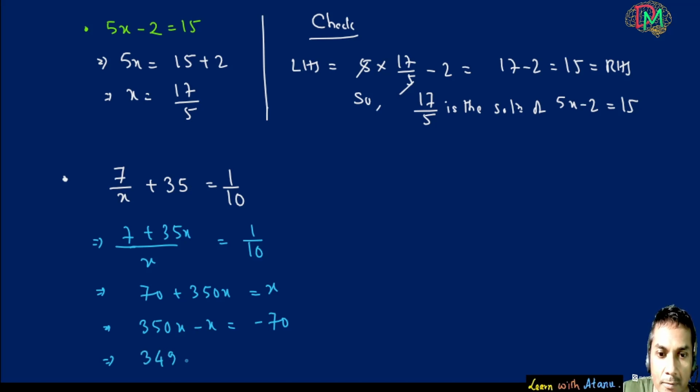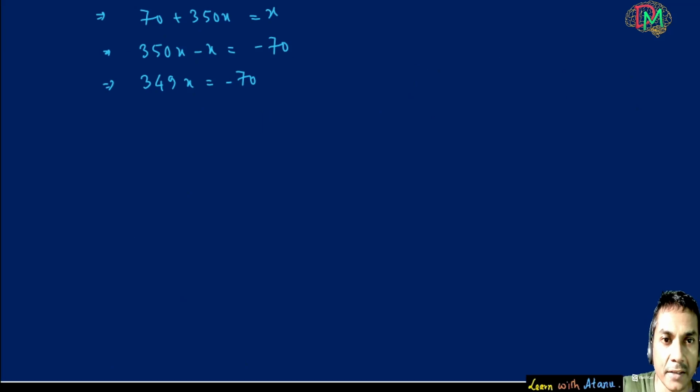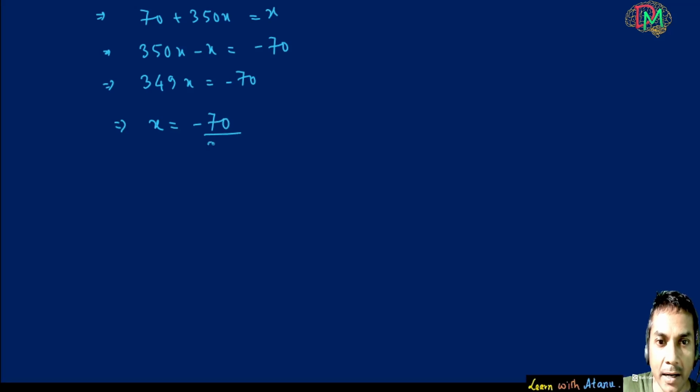349x is equal to minus 70. So finally, here we get the final answer, that is x is equal to minus 70 by 349. So this is the answer.